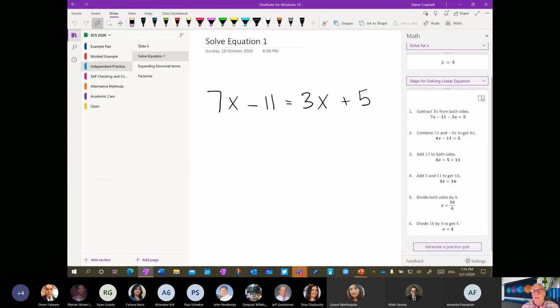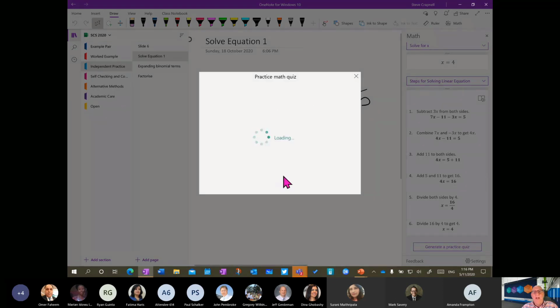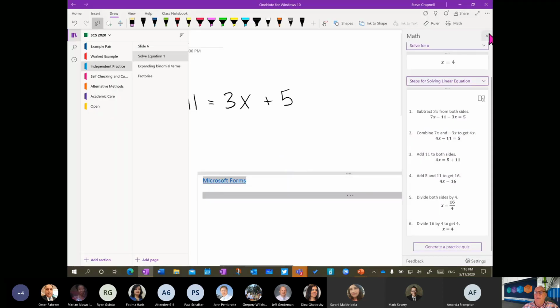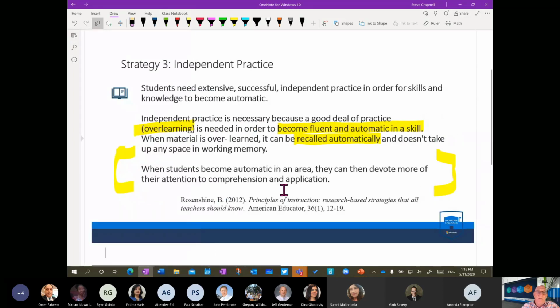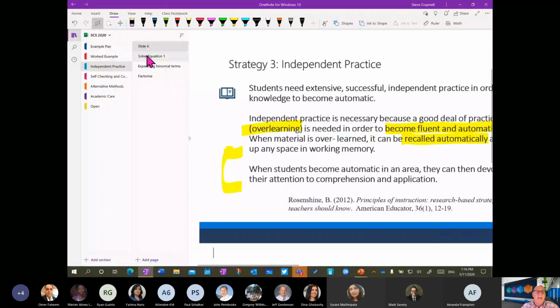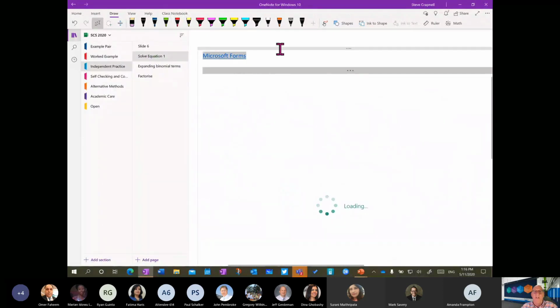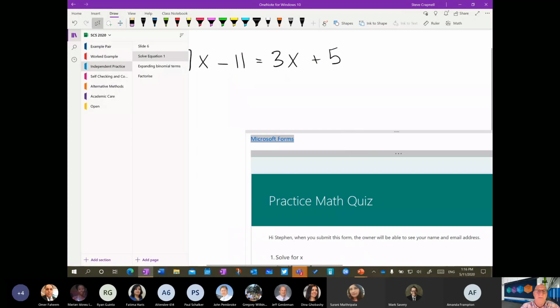So the student clicks on the button down here. AI recognizes the type of equation. It generates the quiz and drops it in their OneNote. If I just close that for a moment, here it comes now. And there's 3 questions of a similar nature, unknown on both sides of the equality sign, and the student can practice them. And if I keep going back to what Rosenshine was saying, overlearning, fluency, automation of set procedures. And this provides us that opportunity there using Maths Tools.